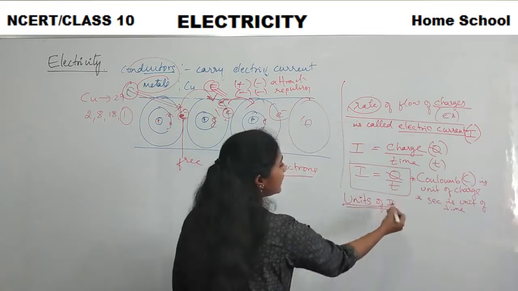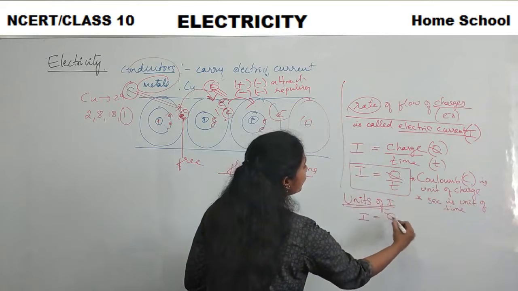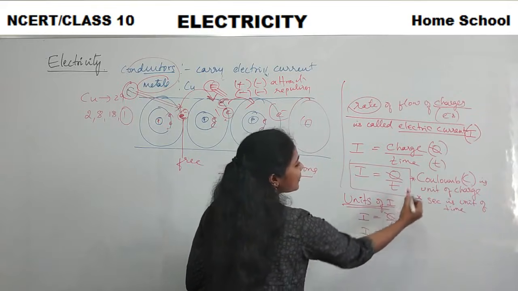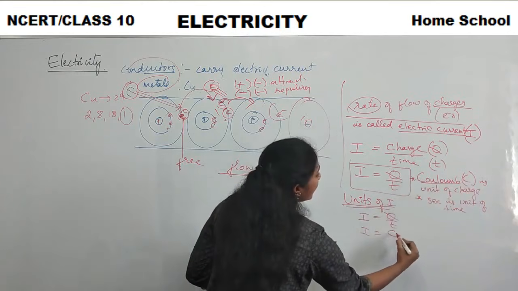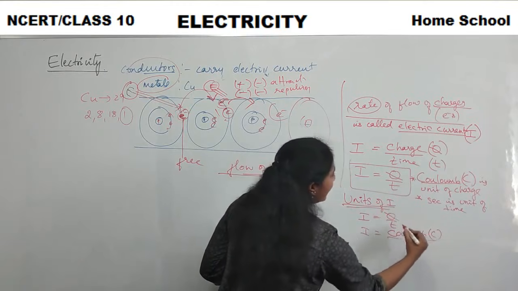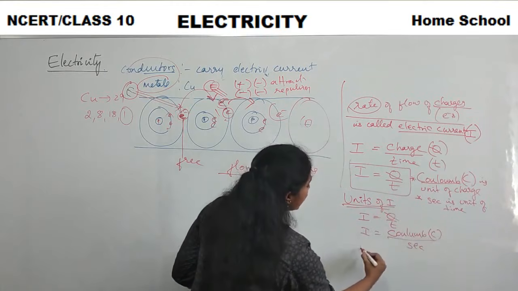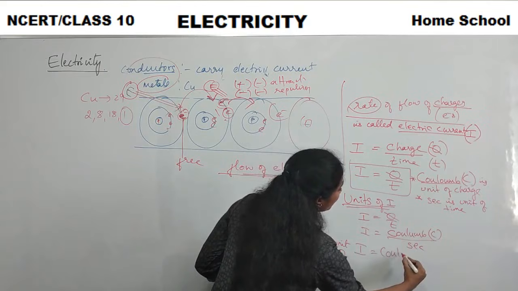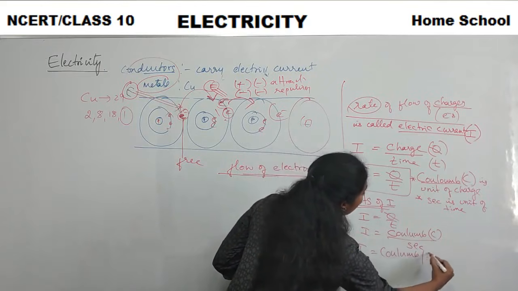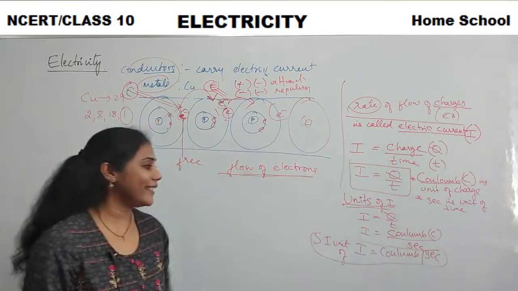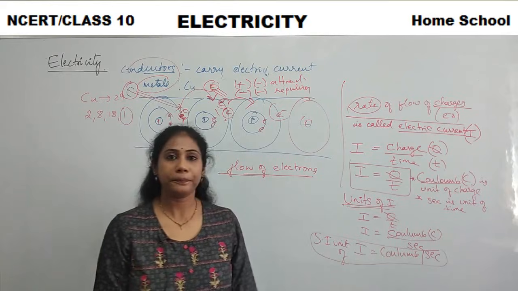So substitute here. What is the unit of I? We know I is equal to Q by T, right? So the unit of Q, the unit of charge, is Coulomb, that is capital C, divided by time, that is second. So what is the SI unit? The SI unit of I is equal to Coulomb per second. Okay, so this is the SI unit of electric current, Coulomb per second.